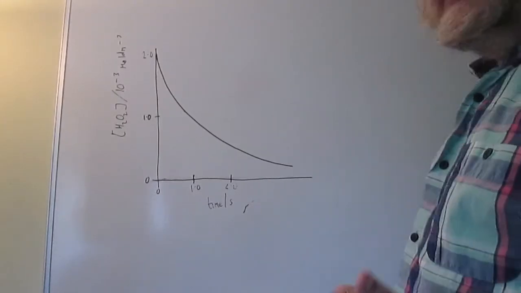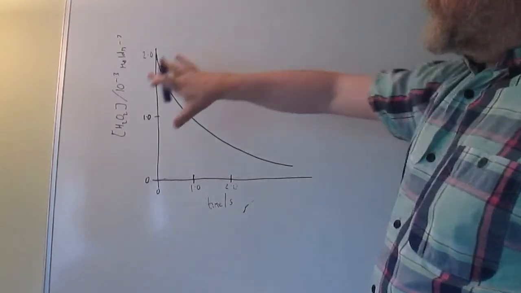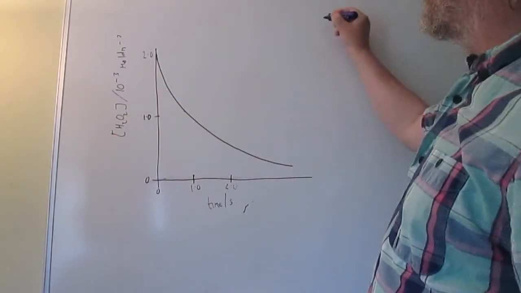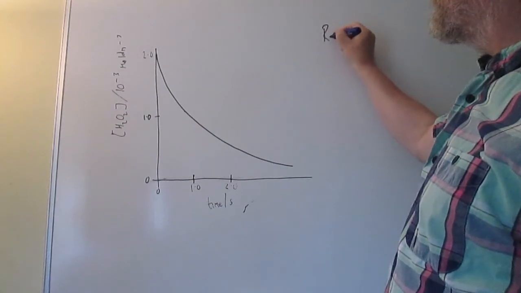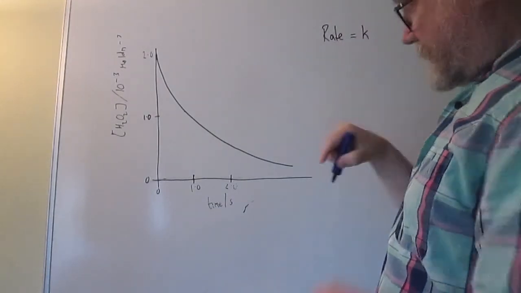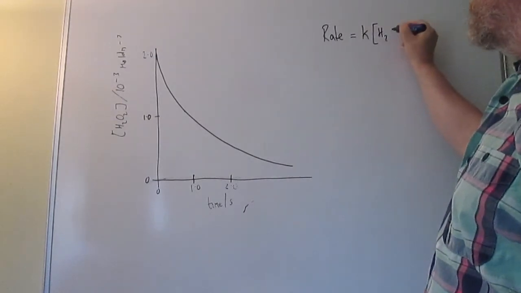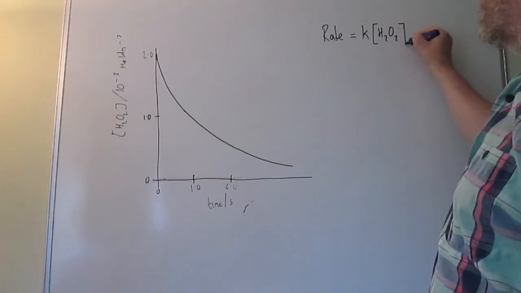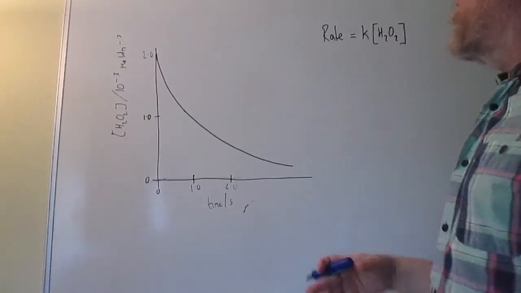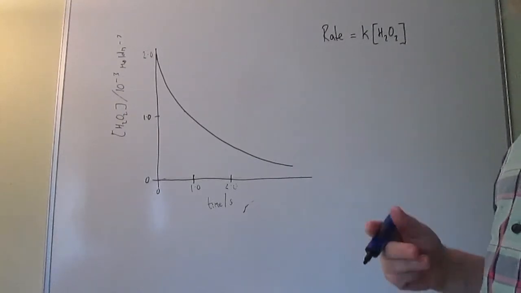Okay, so now on to part 2. So we know from the first part that the order of reaction is first order with respect to hydrogen peroxide. So the rate equation always has this form: rate equals k times the concentration to whatever power. So in this case it's power 1. Don't write in the 1. Anything to the power 1 is just itself. So it's just rate equals k times [H2O2]. So that gets you the first mark.